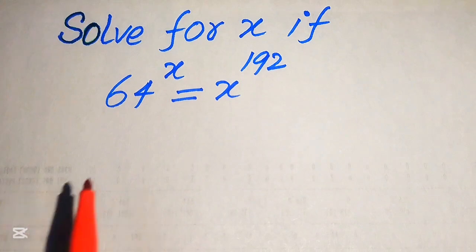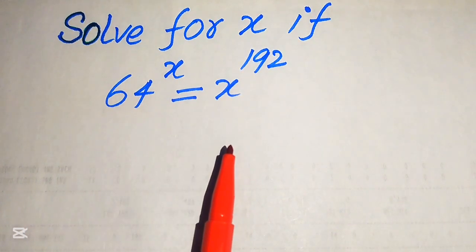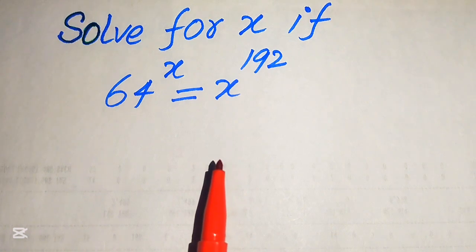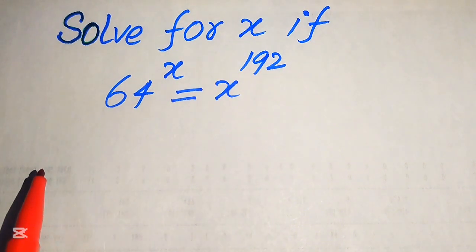So here we have 64 to the power of x is equal to x to the power of 192, and we solve this problem for the values of x only. So here our first aim is to move all the variable terms to the right hand side, and move all the constant terms to the left hand side.